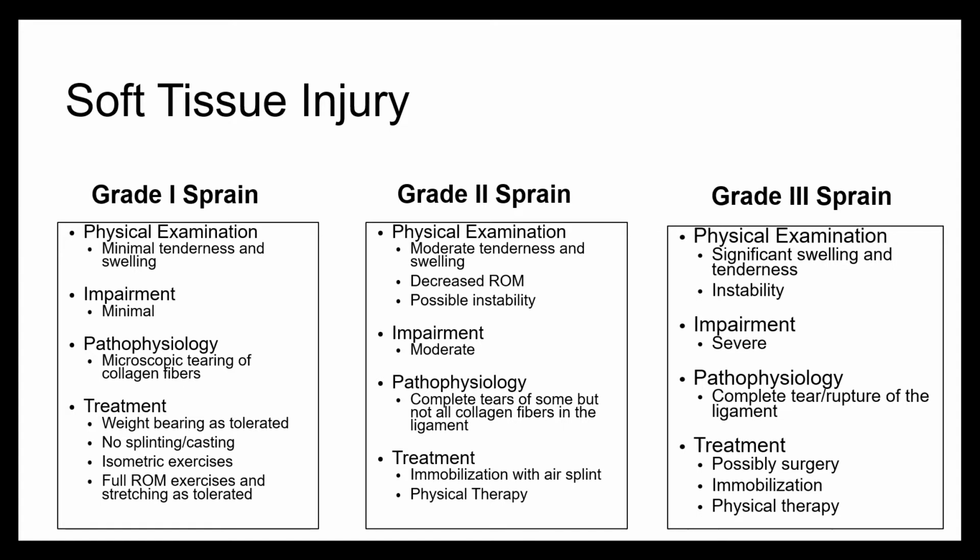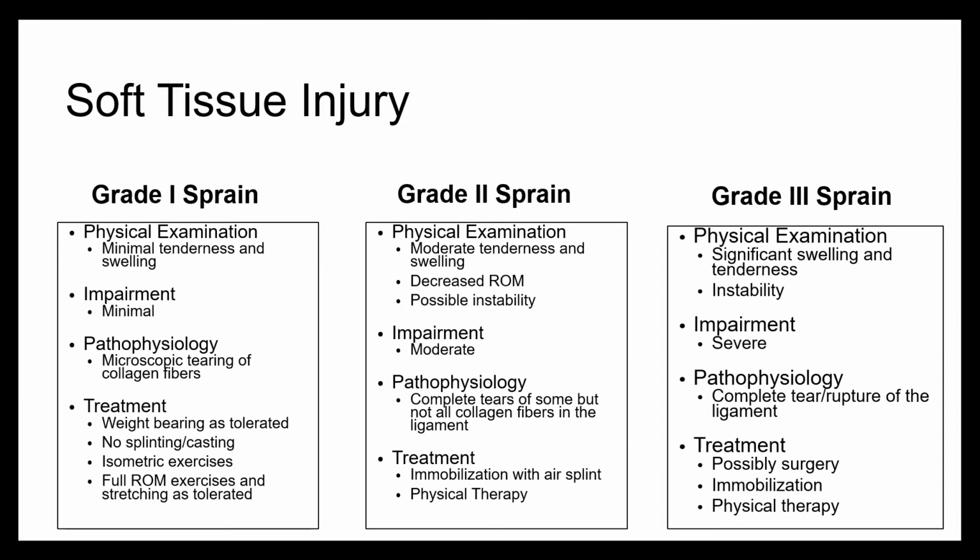We're not really going to do much for a grade 1 sprain. We're going to want to advise the patient to weight bear as tolerated, get back to using that extremity and that joint, go ahead with full range of motion, stretch it, exercise it as tolerated. You're not going to have a splint, you're not going to have a cast, just get to using it again. It'll heal up fine on its own.